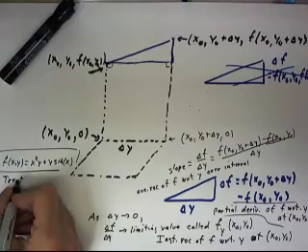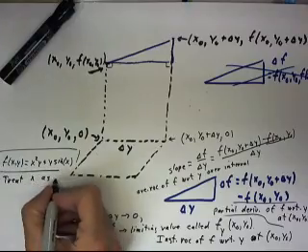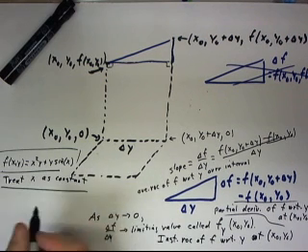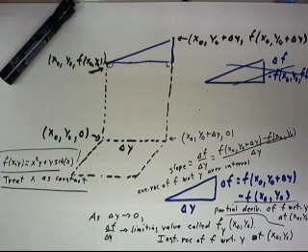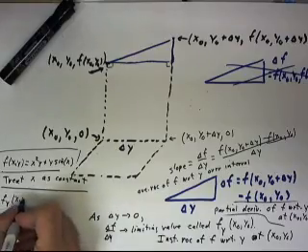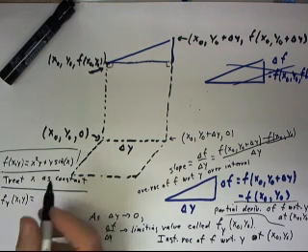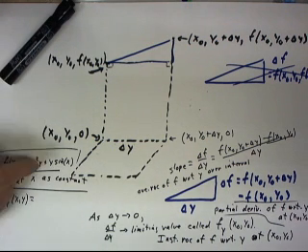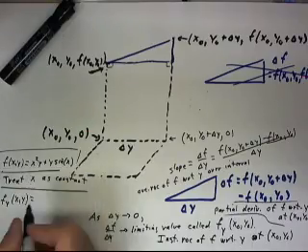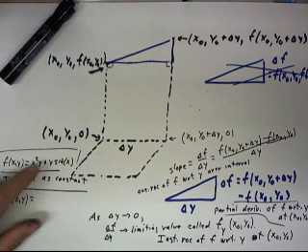Since x doesn't change, treat x as a constant and take the derivative. Then the derivative that we'll call f sub y of x, y is what? Well, it's x squared times the derivative of y. X squared acts like a constant. The derivative of y is just 1. So this is just x squared.